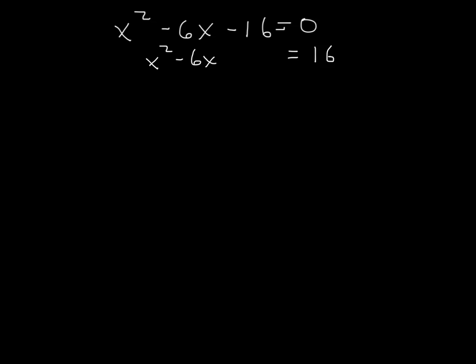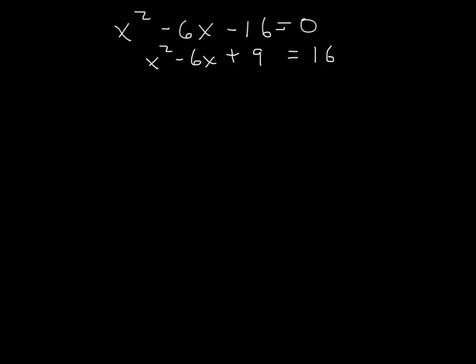Notice I leave a little space here because I'm going to replace that 16 that was there. I moved it over there. I'm going to replace it with something that helps me with completing the square. And that number is always half of this number, so half of 6, which is 3, and then squared. 3 times 3, 9. So I'm going to put plus 9 right here.